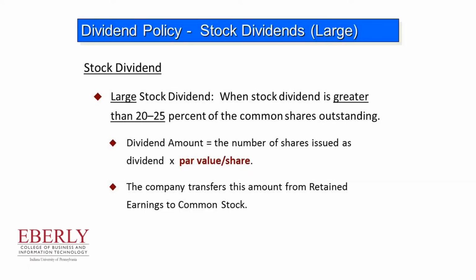So for a large stock dividend, anytime the company declares and pays a dividend greater than 20 to 25% of the shares outstanding, that is considered to be a large stock dividend. So what's so special about a large stock dividend? Well, for one, the amount of the dividend is calculated differently. How? The amount of a large stock dividend is simply going to be the number of shares to be paid out as dividend times the par value per share.